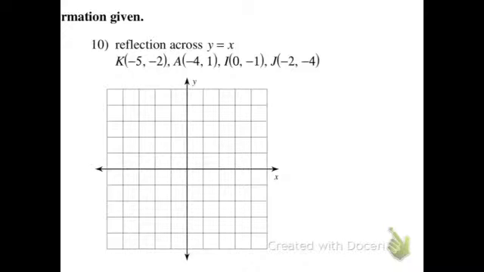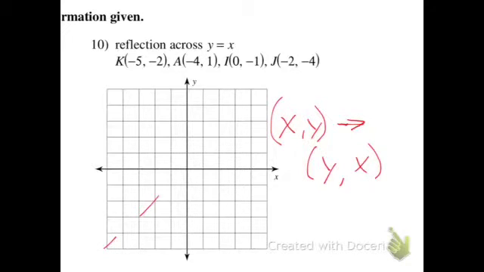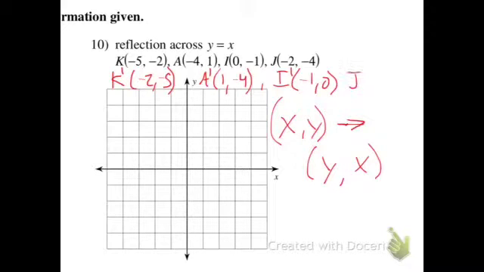Okay, when you're getting to 10, this is a reflection across the line y equals x. The function that goes along with that is (x, y) gets mapped to (y, x). You just exchange the coordinates and you've got it reflected across the line y equals x. So if you want K prime, you just interchange it: (-2, -5). A prime is going to be (1, -4). I prime is going to be (-1, 0). And J prime is going to be (-4, -2).